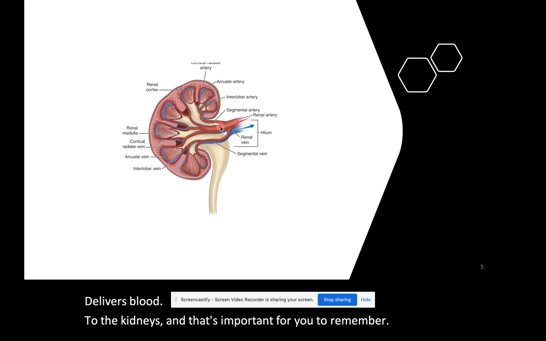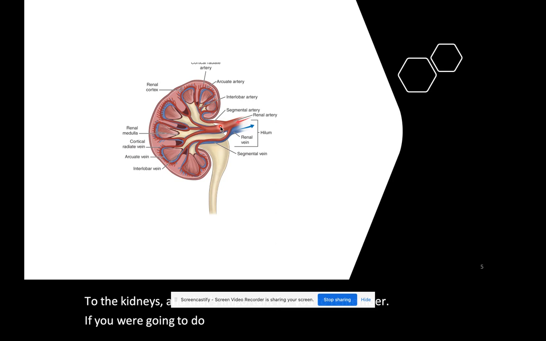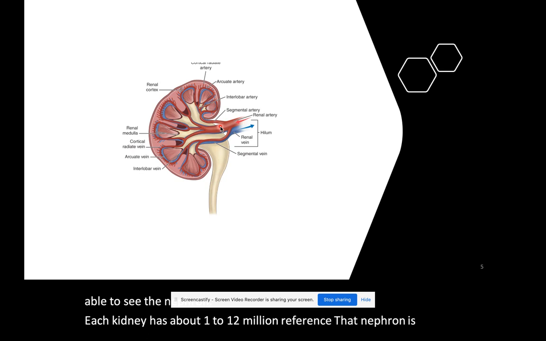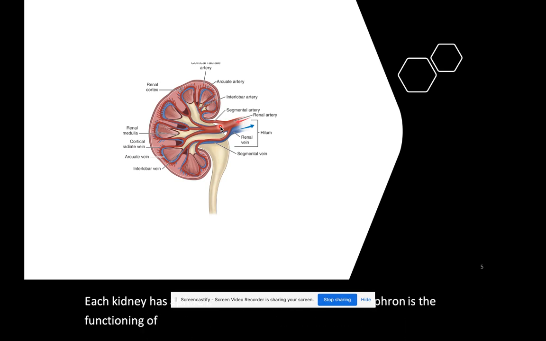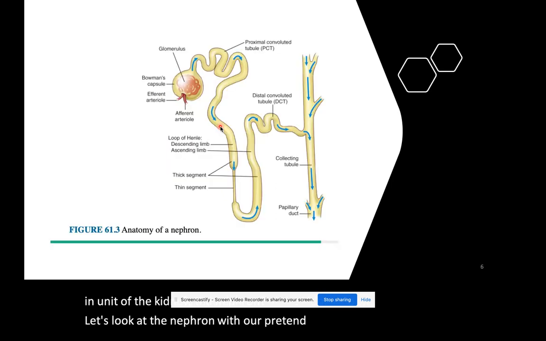If you were going to do a microscopic view of the kidneys, you would be able to see the nephron. Each kidney has about 1 to 1.2 million nephrons. The nephron is the functioning unit of the kidney. So what is the functioning unit of the kidney? The nephron. Let's look at the nephron with our pretend microscope.